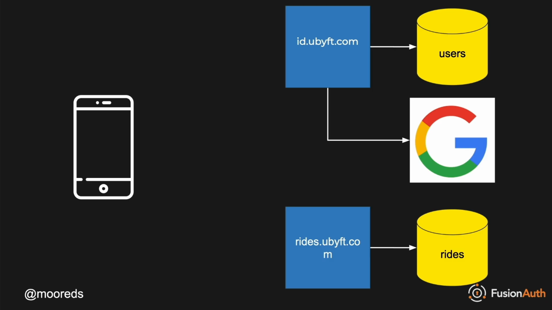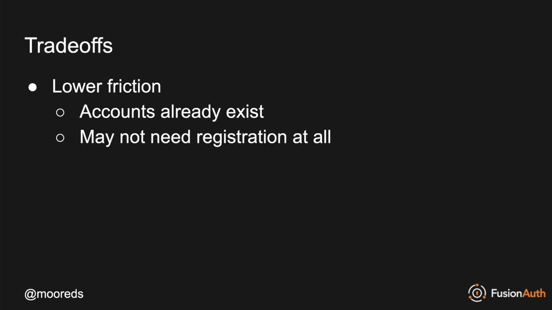So the way that would work would be, you basically configure the identity server to interact with Google, and then the user goes to the identity server first and then perhaps on to Google if they choose to. The nice thing about using single sign-on is there's lower friction, right? The accounts already exist. If you're using an iOS device, you have an Apple account. If you're using an Android device, chances are high you have a Google account. So you might not need registration at all.